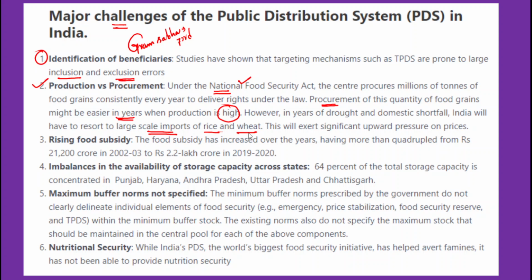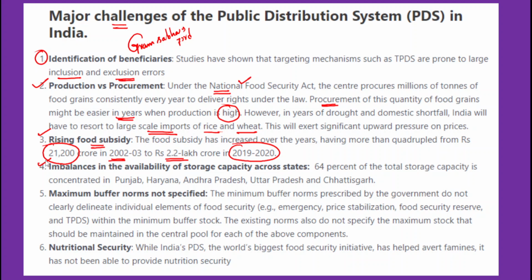Now the center has been spending around 2.2 lakh crore on food security and procurement. So when the government resorts to importing food grains, that would significantly increase the food procurement costs. Third, we need to talk about the rising food subsidy. Earlier, if you look at the trends, in 2002-2003, the center used to spend around 21,200 crore only. But this number has significantly increased to 2.2 lakh crore in 2019-20.